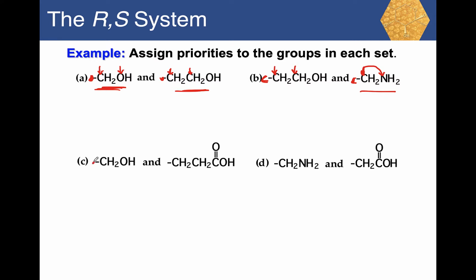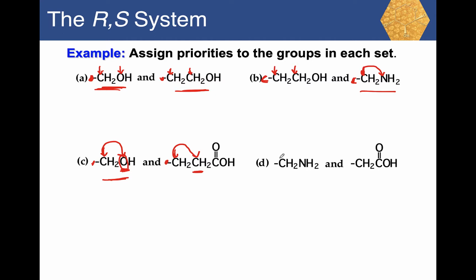Here's another example. This carbon and this carbon are both carbons bonded to a chiral center back here. But this carbon is bonded to an oxygen, and this carbon is bonded to a carbon. Since the atomic number of oxygen is greater than the atomic number of carbon, this will have priority over this group.